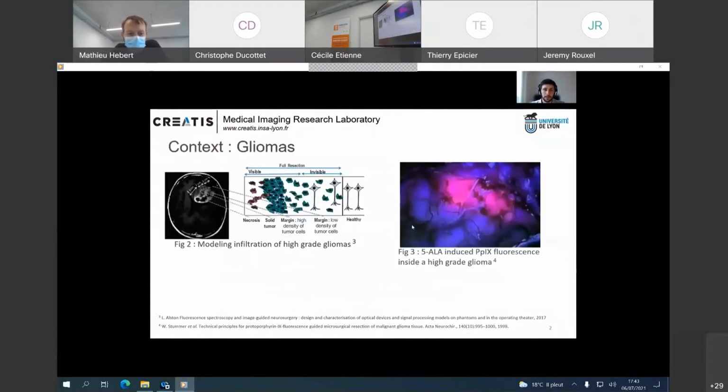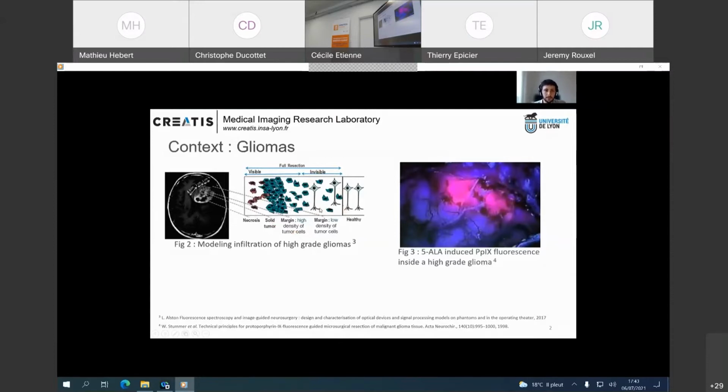So, glioma is a cancerous brain tumor consisting of two parts, the core and the margin. The core is composed of 100% tumor cells, while the margin is composed of a mix of tumor and healthy cells. Specialists usually distinguish dense margin, with a high density of tumor cells, from sparse margin, with a low density of tumor cells. But the diffusive aspect of glioma makes its full resection really difficult.